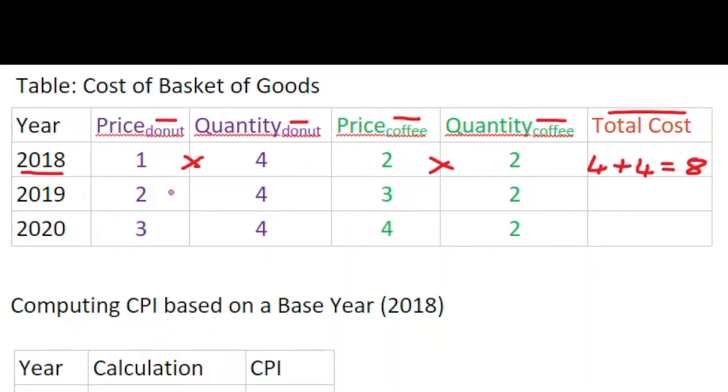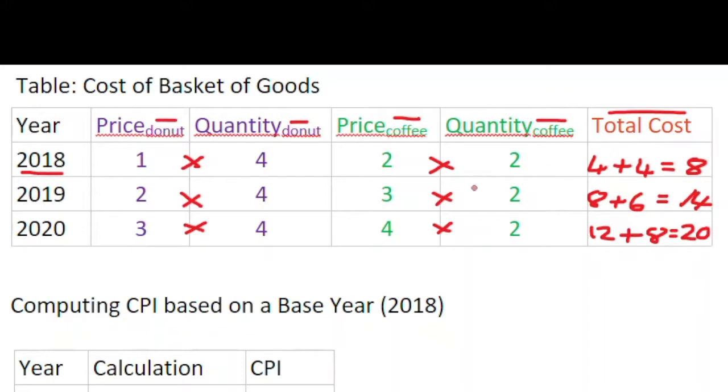What we will see here is that in 2019, 2 by 4 will give us 8 in this case here, plus 3 by 2, which will give us 6. So we have a total cost in 2019 of 14. And finally, 3 by 4, which will give us 12. And then we add on our 4 by 2, which is 8. And that gives us a total cost of a basket of goods in 2020 of 20. So we have our total cost for each year in that case.